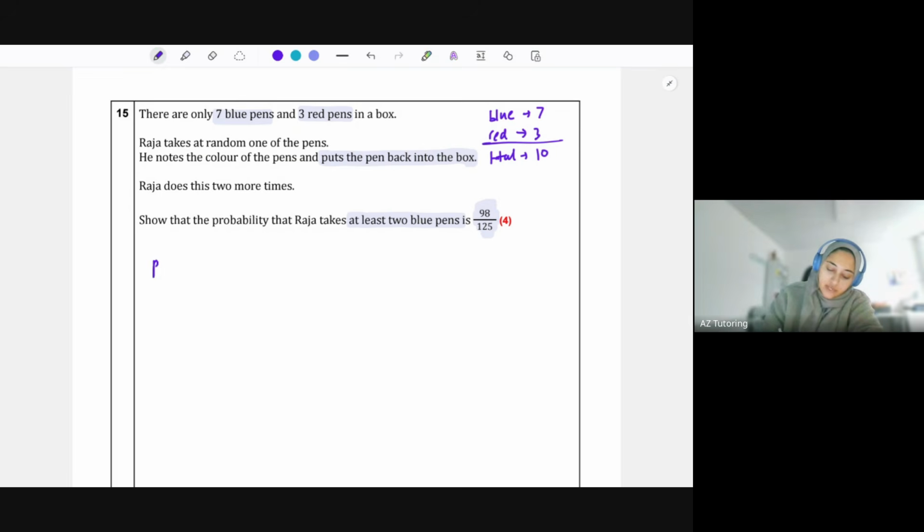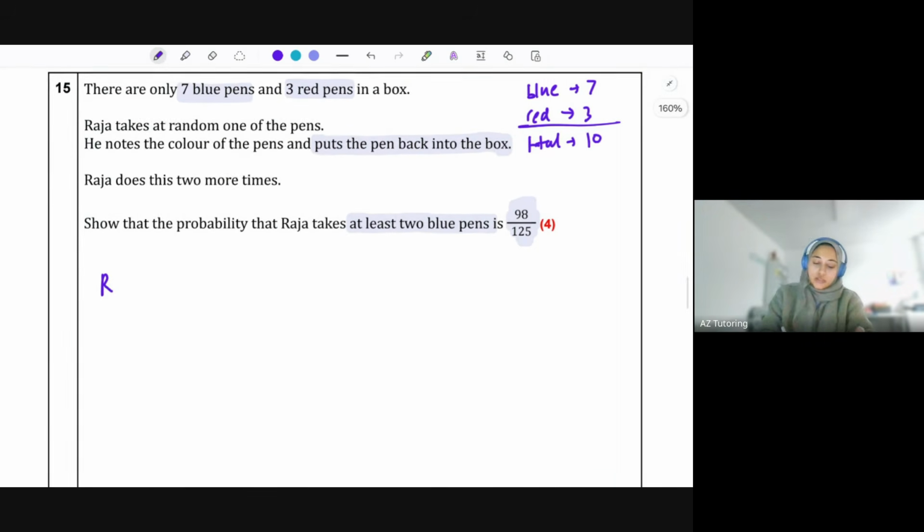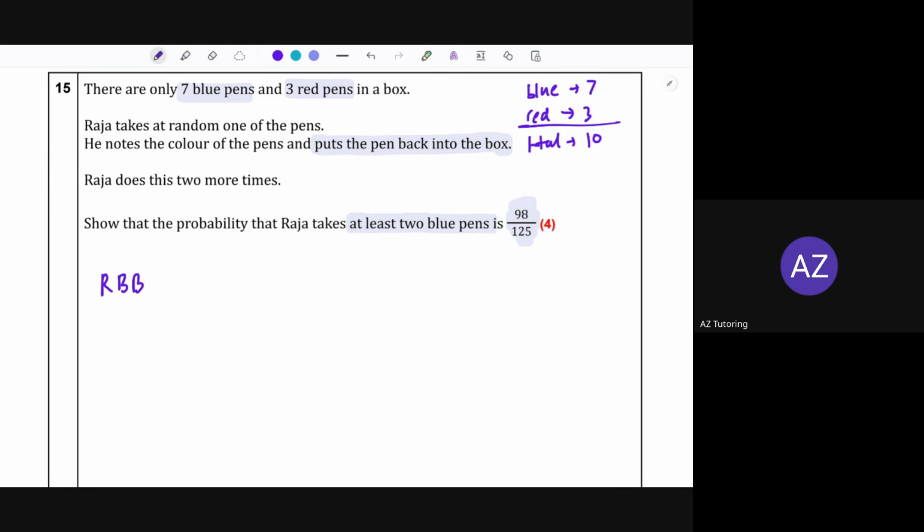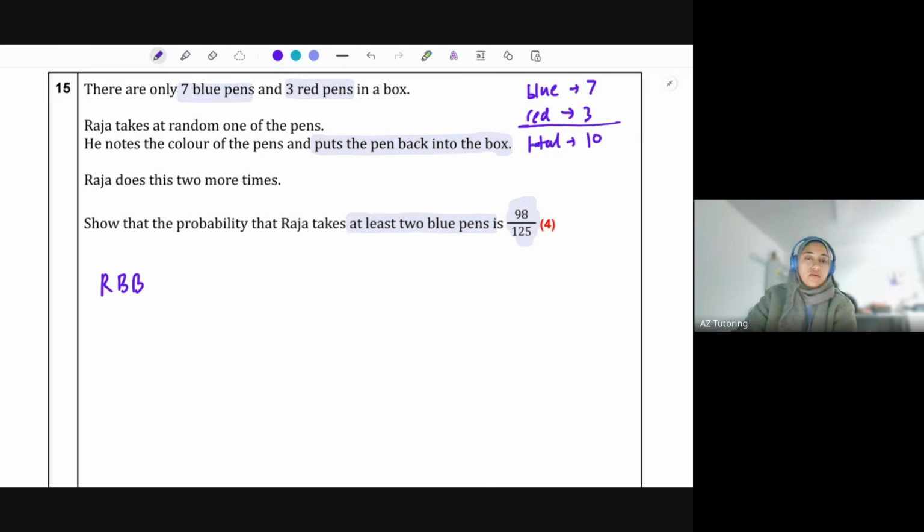So let's say he picks out a red first. If he's going to pick out at least 2 blue pens, then the next 2 have to be blue. So that's our first option, red, blue, blue. So he can't pick up another red pen first because there's no other combinations for him to have 2 blues after. That's the only combination, with red pen being the first one.